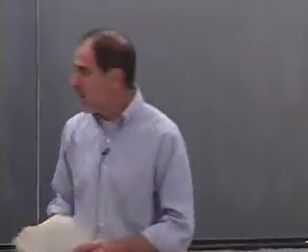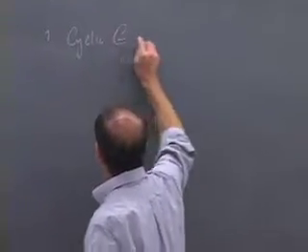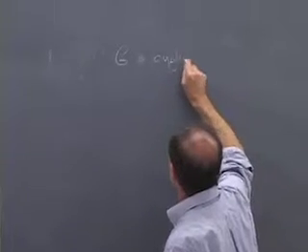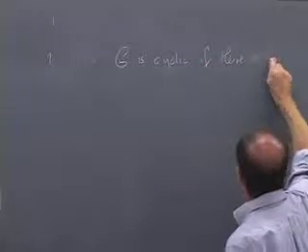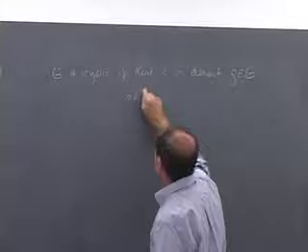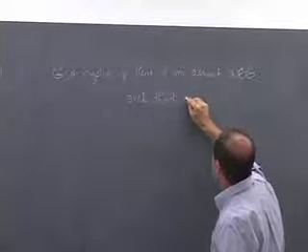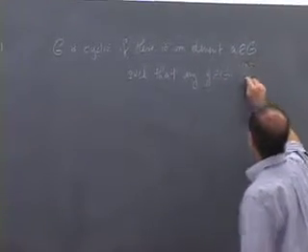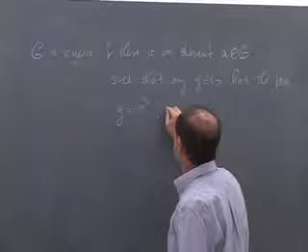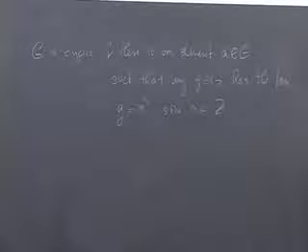I think problem one, a number of people had a difficulty with the definition of a cyclic group. G is cyclic if there is an element, let's call this element A, the generator, such that any g in G has the form g is equal to A to the n, some n in Z. So any element is some power of A. Such A's are called generators.